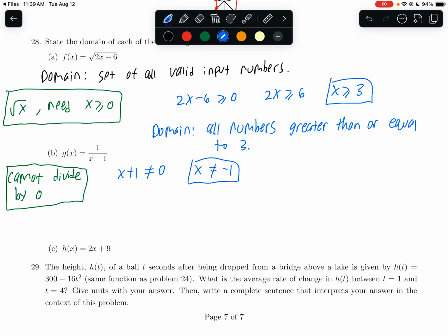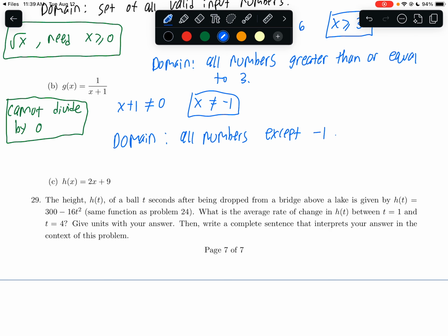I can put in any other number I want, 1, 2, -1, -10, doesn't matter. The only one I have to take out is -1. And so we would say that the domain would be all numbers except -1. Okay. So there's no inequalities. It's not anything greater than or less than, it's just everything but -1.